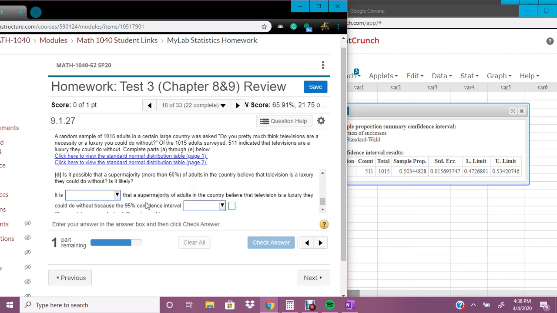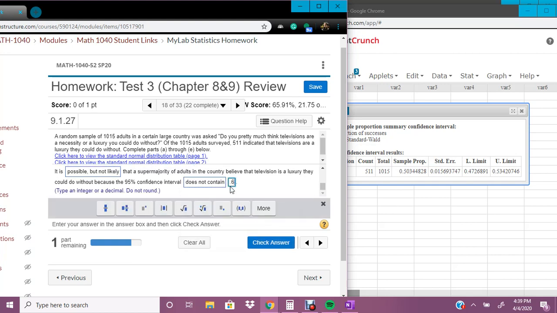And so more than 60% of adults, so 60% is the same thing as 0.6, and 0.6 is not within our limits, and we said that we were 95% confident. So basically, we're 5% confident that it would be outside of these limits, either below or above. And so we could say it is possible but not likely, because that confidence interval right here does not contain 0.6.